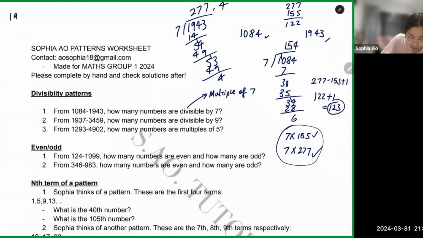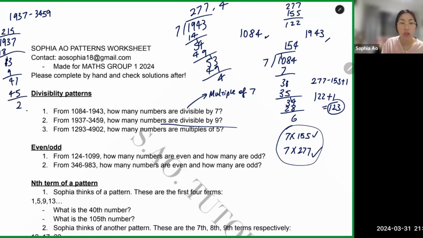So we've got 1937 to 3459. We want them to be divisible by 9. So start with the lower bound. 1937 divided by 9: 9 times 2 is 18, 13, and over here, 47. 9 times 5 is 45, leaving a remainder of 2. Remember, when it's on the lower end, we round up. So we'll go 216.